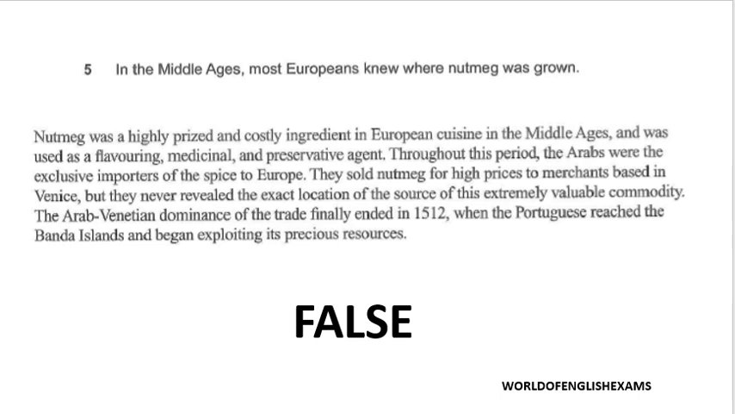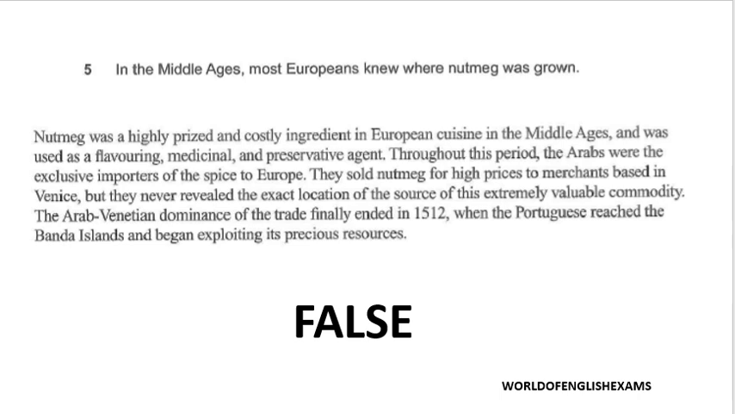Throughout this period refers to the Middle Ages, because it's already discussed. So now this is a referencing word. Throughout this period, the Arabs were the exclusive importers of the spice to Europe. So Europe imported this spice from the Arabs. They refers to Arabs. They sold the nutmeg for high prices to merchants based in Venice, but they never revealed the exact location of this source, of this extremely valuable commodity.